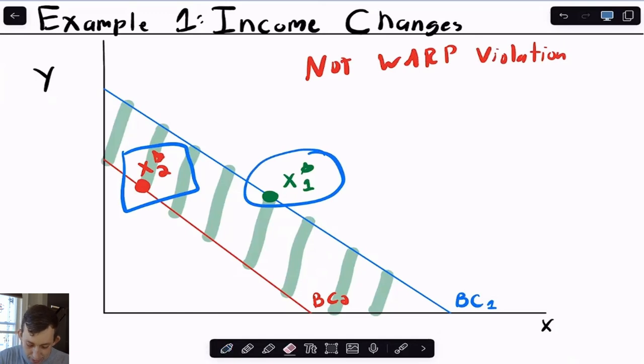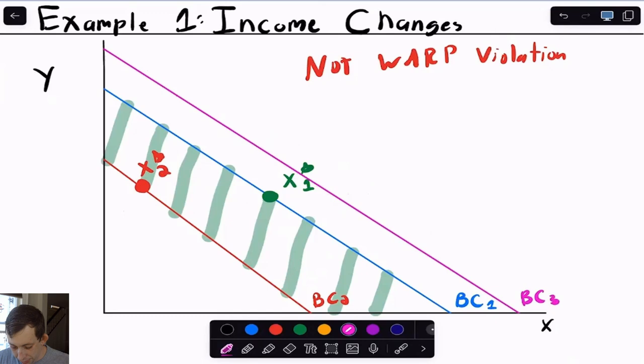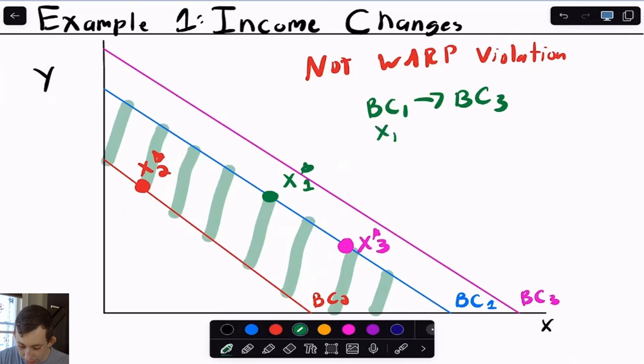Now, if we back up a little bit, suppose that we have a third budget. So maybe this budget constraint here is BC3. Suppose under budget constraint 3, this is what we choose. We choose X star 3. Okay, so now if we go from BC1 to BC3, under BC1 we chose X1 star, and under BC3 we chose X3 star. Well, notice that both bundles are affordable to us under both budgets. Both X1 star and X3 star were available both under BC1 and BC3.